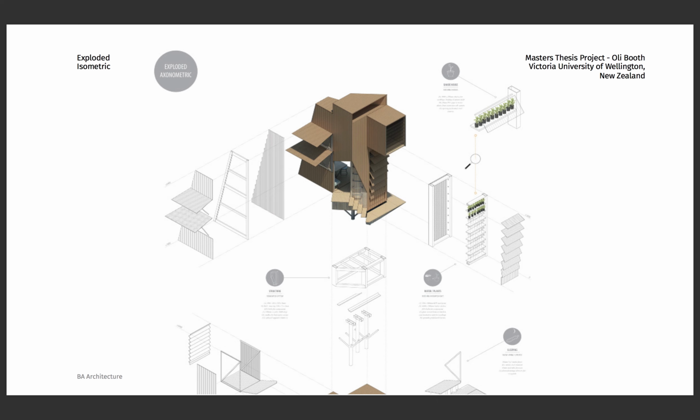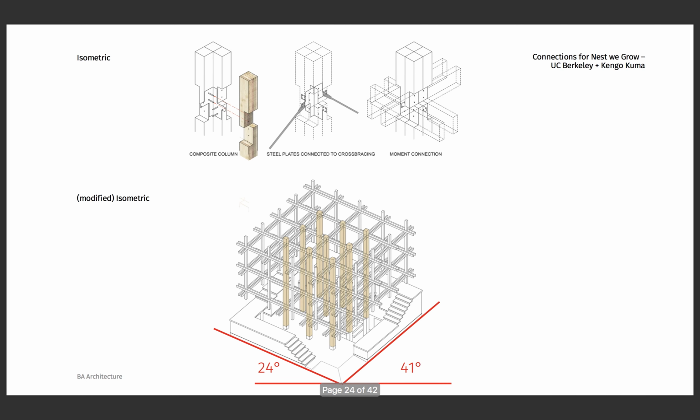Some of these elements are being pulled out to the left, some of them are being pulled out to the right, and some of them being pulled down to the bottom. So that's a really comprehensively deconstructed and exploded isometric. That gives a really strong sense of how this design proposal is put together.